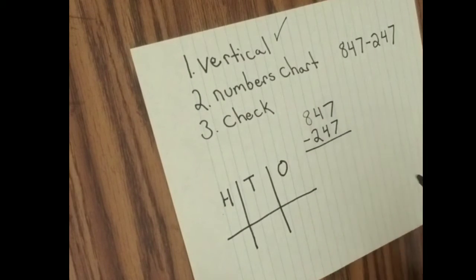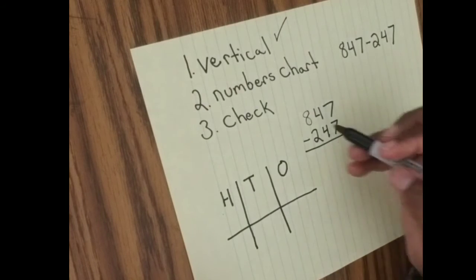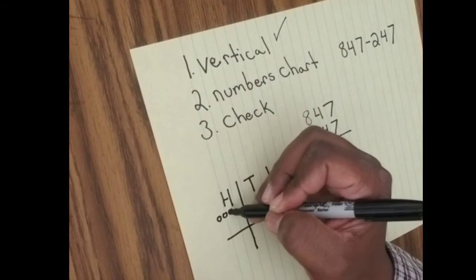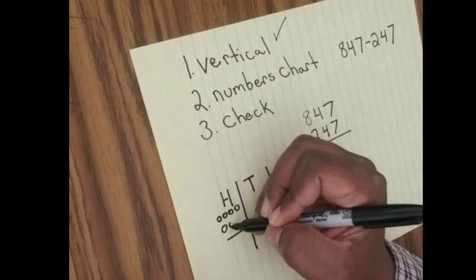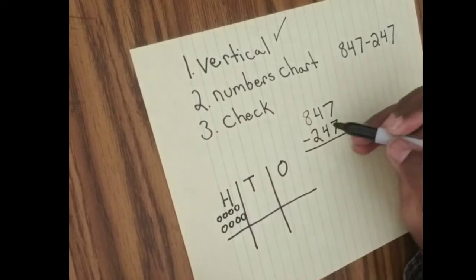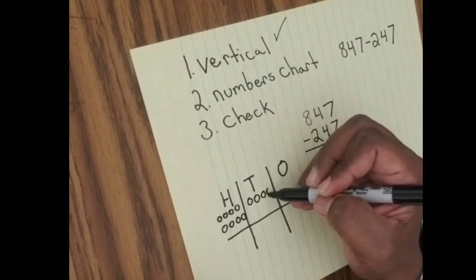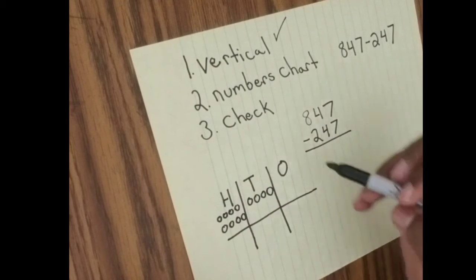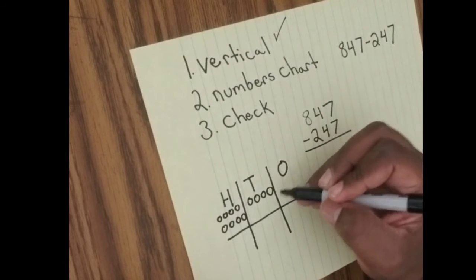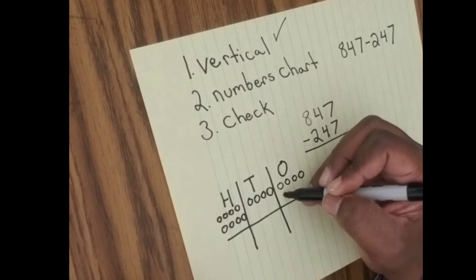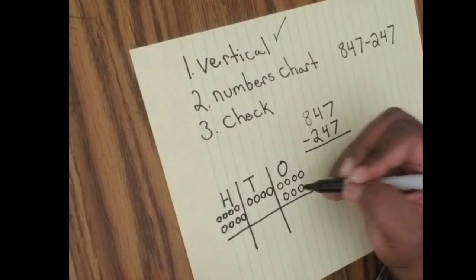So we count how many hundreds we have in 847, which is 8. So I'll draw 8 circles. 1, 2, 3, 4, 5, 6, 7, 8. Tens, I have 4 tens. 1, 2, 3, and 4. And I have 7 ones. So I'll draw 7 circles in the ones place. 1, 2, 3, 4, 5, 6, and 7.